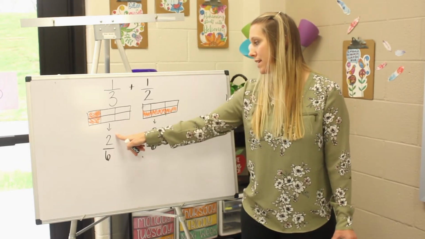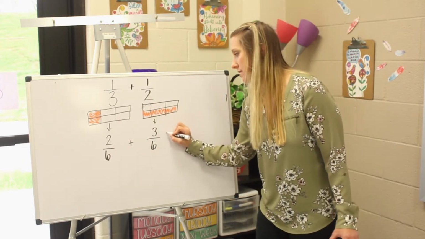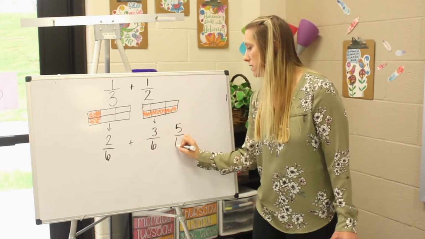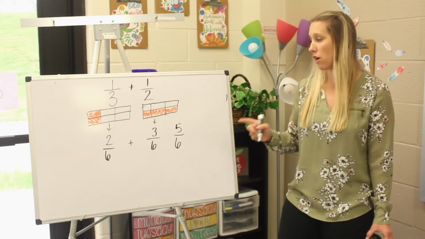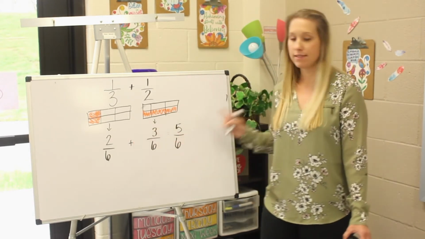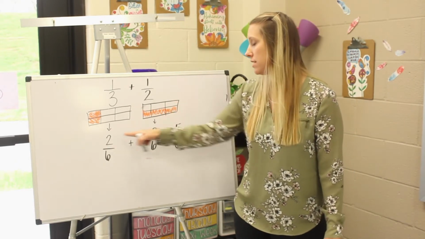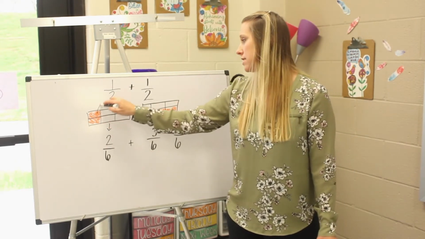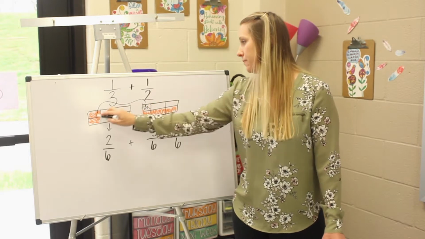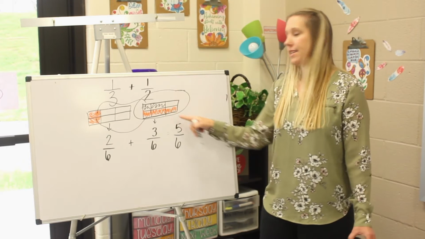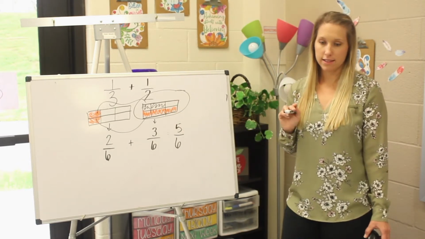So 2 pieces plus 3 pieces equals 5 pieces out of the 6 pieces you need to make a whole, or 5/6. I can show that by moving either these pieces here, or let's move these this time. 1, 2. The sum is 5/6.